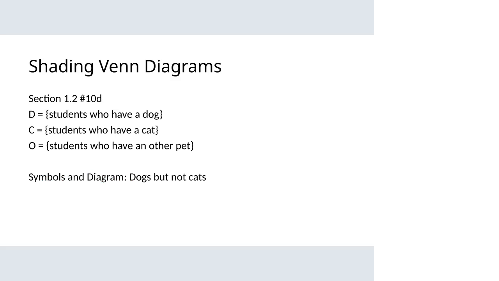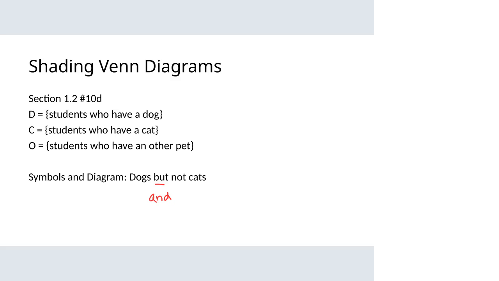Here we go from words to symbols and a diagram. This is more the type of question you can expect, because I'm not going to ask you to write it in words. Students who have dogs but not cats. We hit this at the very end last time, but "but" is sort of a different way of saying "and." Because "they have dogs but not cats" is really the same sentence as "they have dogs and they don't have cats."